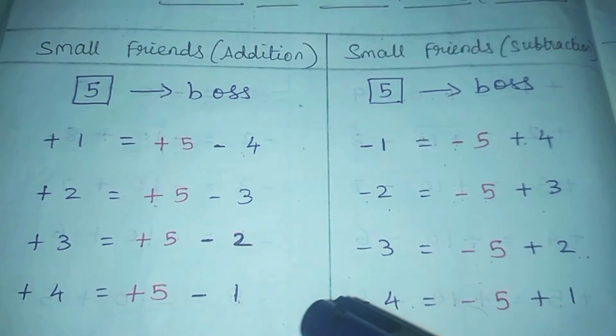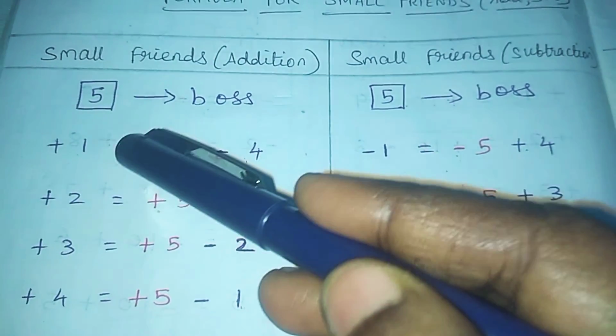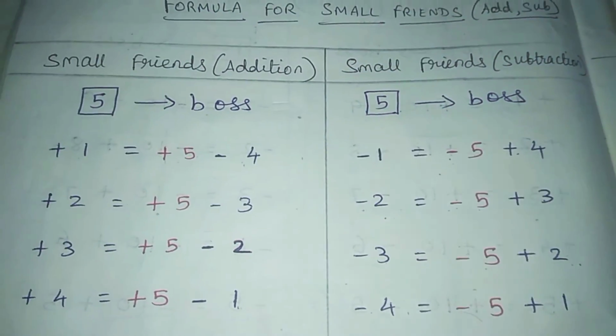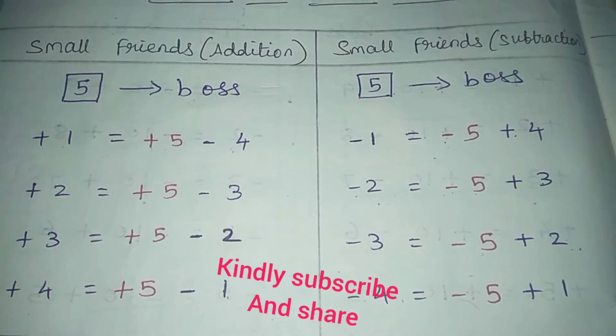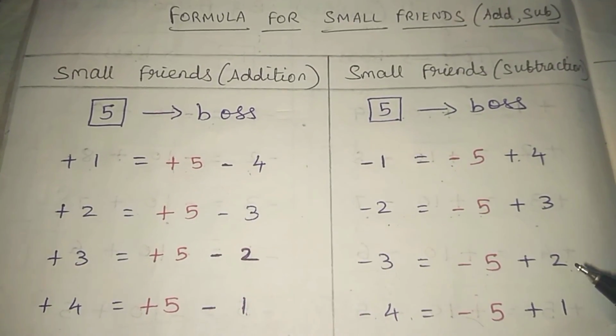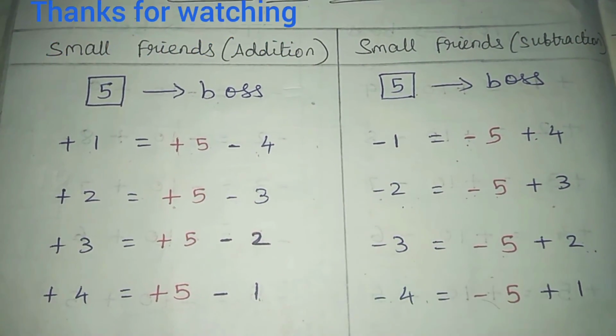So if we want to add or remove the number which is less than 5, like this 1, 2, 3, 4, first we should check small friends formula, okay? That will explain in problems, right? In next video, we'll see the problems using these formulas. We'll explain each and every formula in separate video, okay?